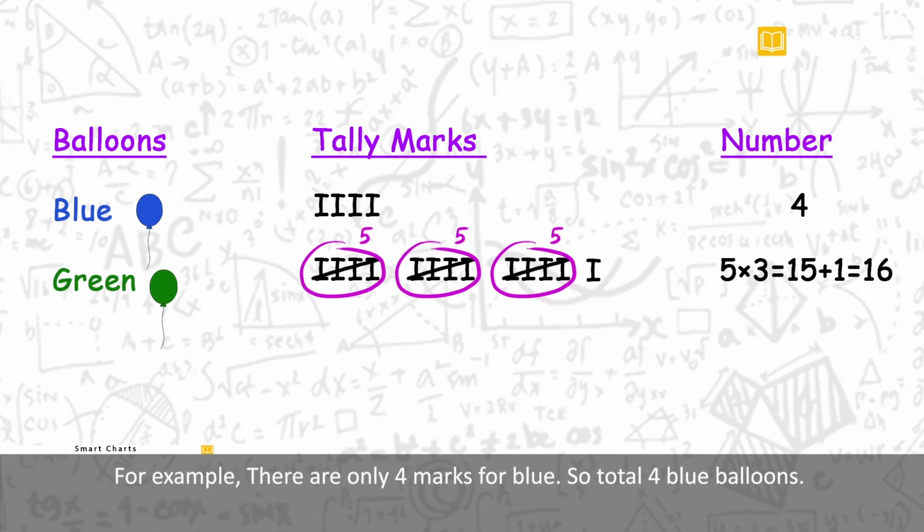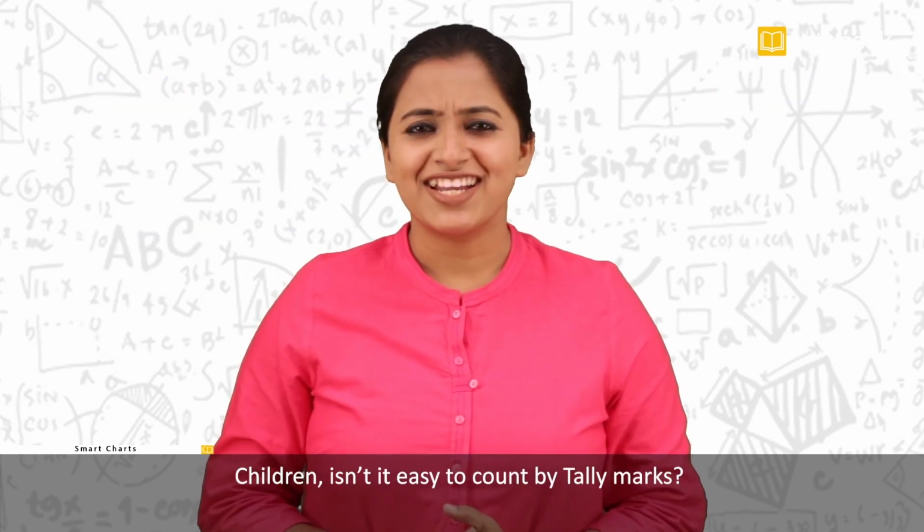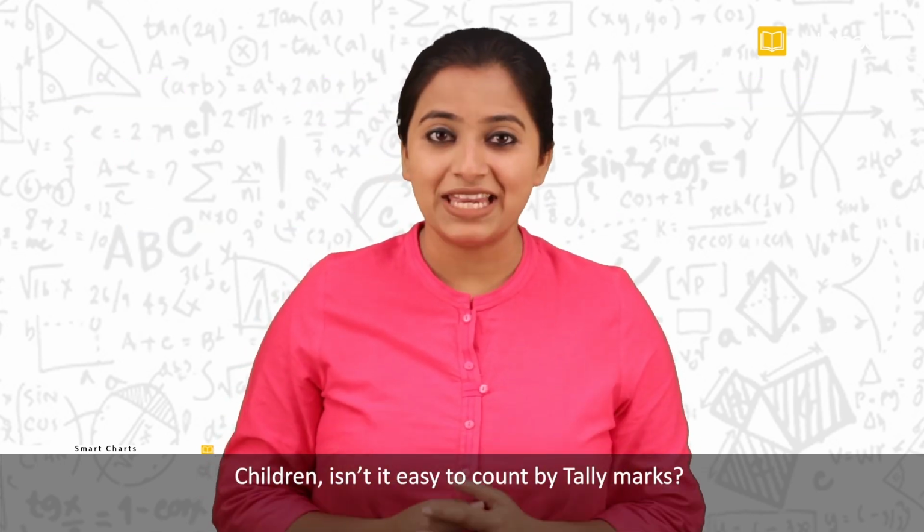For example, there are only 4 marks for blue. So total 4 blue balloons. For the green balloons, there are 3 bundles and a mark. That means there are 3 multiplied into 5, which is equal to 15 and 1 more. That is 16 balloons. Similarly, there are 4 bundles for yellow balloons. This means there are 4 multiplied into 5, which is equal to 20 yellow balloons and so on. Children, isn't it easy to count by tally marks?